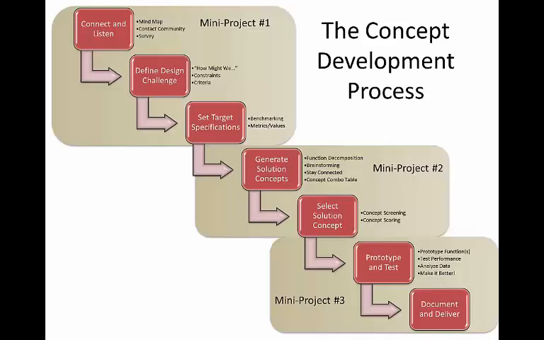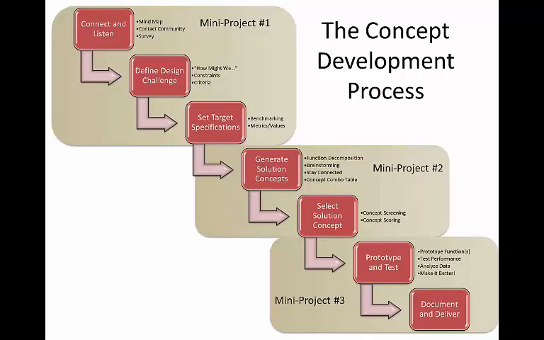In Mini Project 1, you collected information from your user in order to define your design challenge. You also started benchmarking different design solutions based on the criteria your user identified as important. In Mini Project 2, we explore how benchmarking and target specifications can help us to decompose our design into functions and then brainstorm and select concepts that achieve those functions.